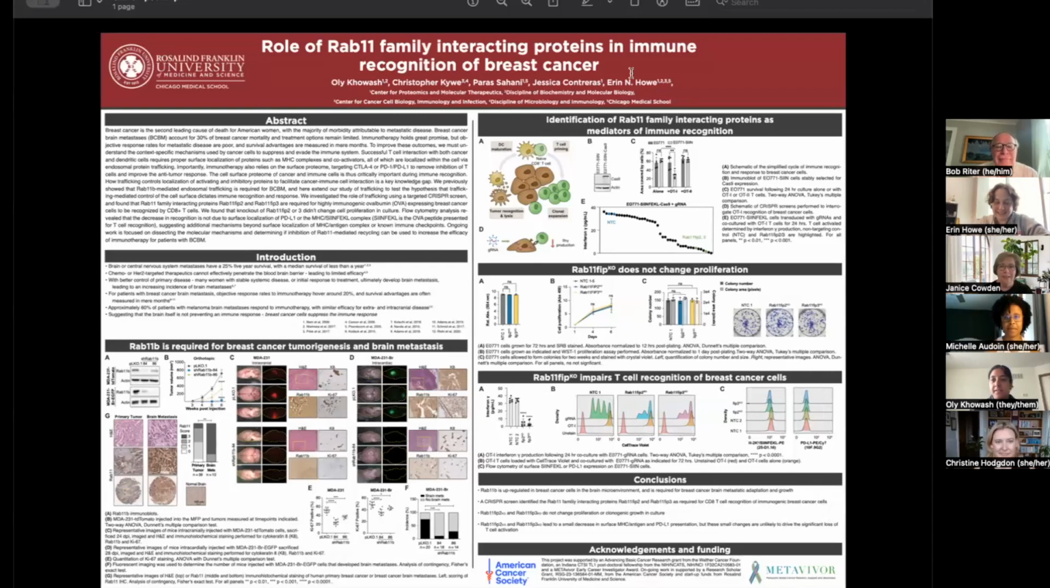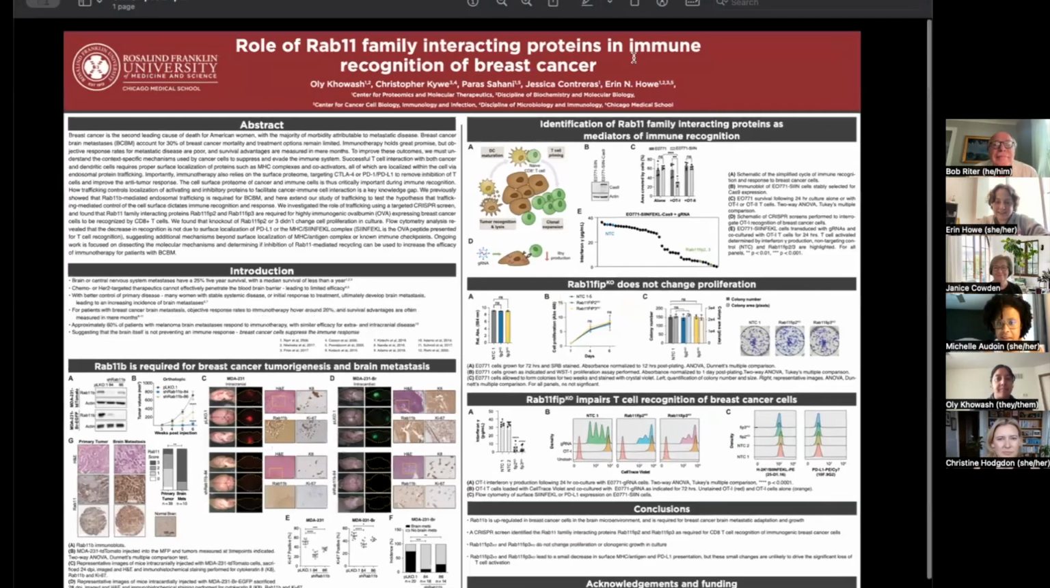I can see the poster. Can everyone else see the poster? Yeah. It's a little bit on the small side, Ollie. I was wondering if you could make it a little bit bigger. I just want to be able to see some of the details.